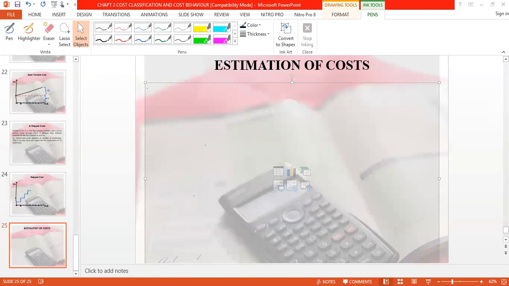And this is where calculation of management accounting starts until the 14th chapter. It will be calculations, calculations, calculations.